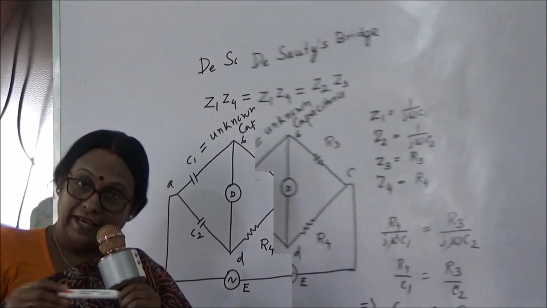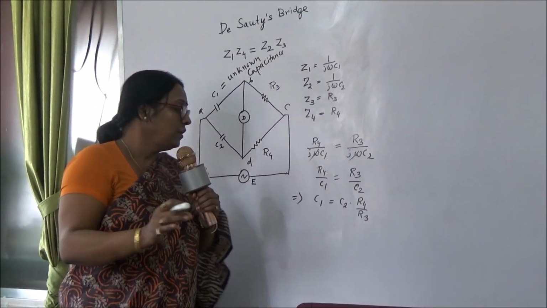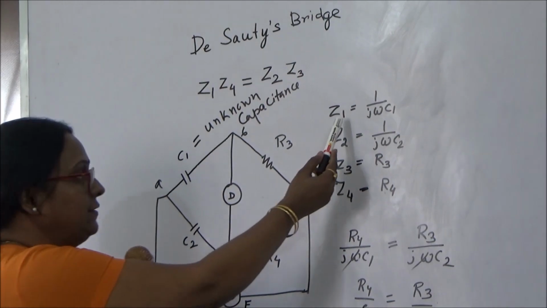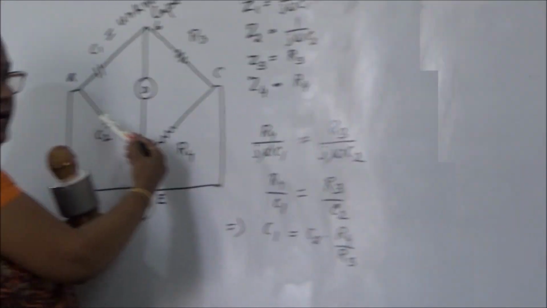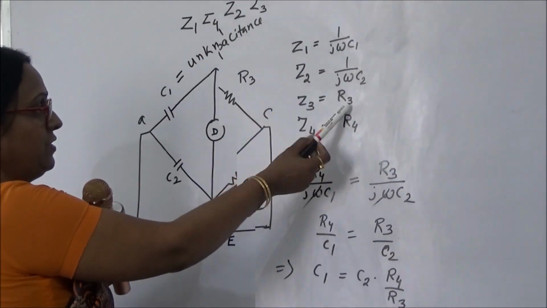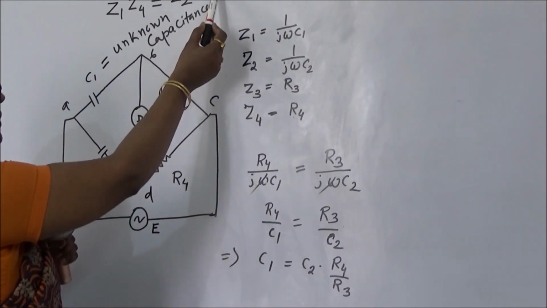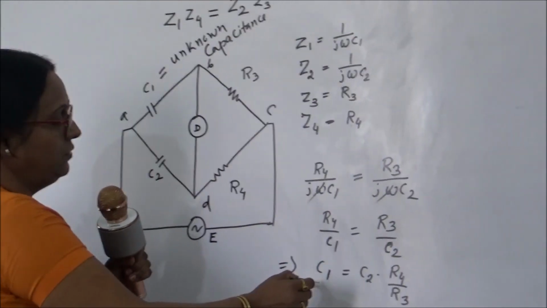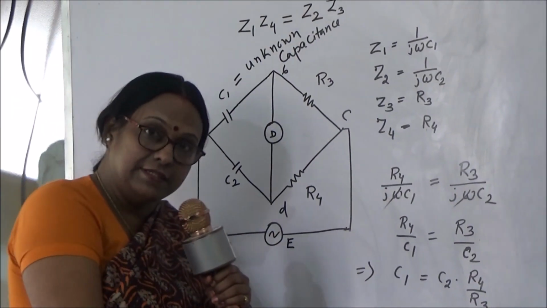So for any bridge, first we have to find out the arm impedances. Here Z1 is equal to 1 by j omega C1 and Z2 is equal to 1 by j omega C2. Z3 is equal to R3. Z4 is equal to R4. So using these equations we can find out the value of unknown capacitance. Now how to draw the phasor diagram.